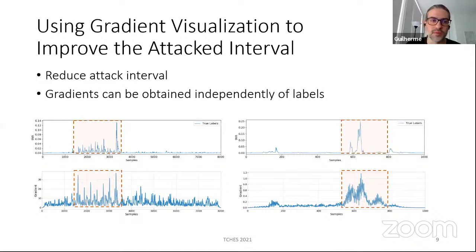And then we observe that the gradients are higher when the leakage is located on the trace. So if you compare the signal to noise ratio to the gradient, you can see that the peaks are located more or less around the same places.